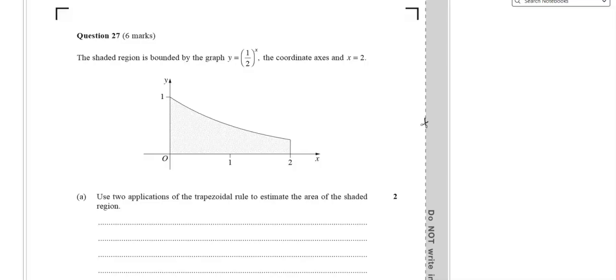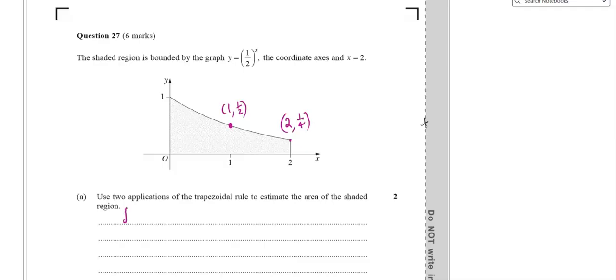Okay, so let's first of all make sure we understand this graph. When x equals 1, y will be a half to the 1, which is a half. So I know it goes through this point here, 1 comma a half. And when x equals 2, 1 over 2 to the 2 is a quarter. So we know it goes through this point, 2 comma a quarter. And we're invited to use the trapezoidal rule.